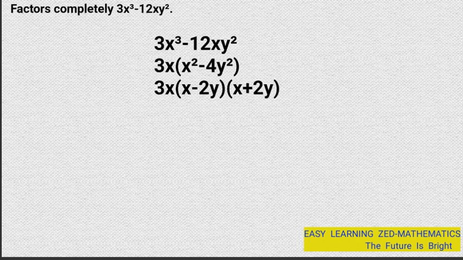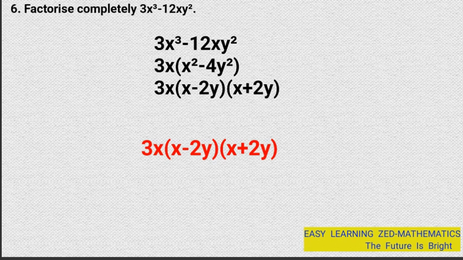Therefore I've factorized the expression 3x cubed minus 12xy squared to 3x open bracket x minus 2y close bracket, open bracket x plus 2y close bracket. So this is the answer that was expected. Now remember, question 6 should read: factorize completely 3x cubed minus 12xy squared. Let's go to question number 7.